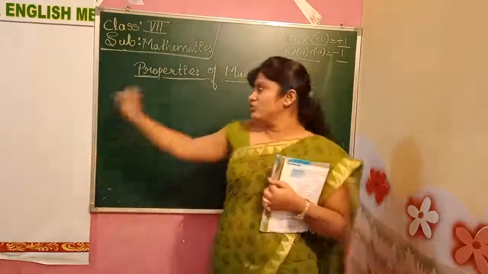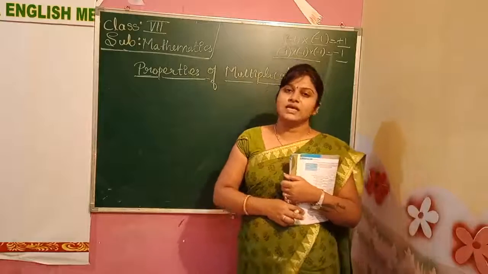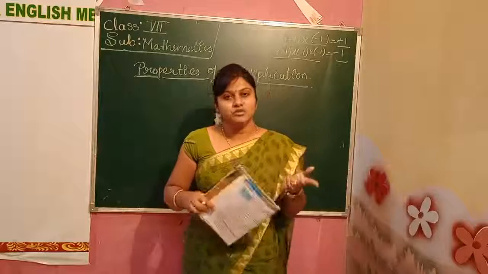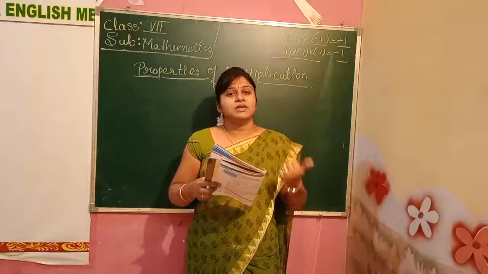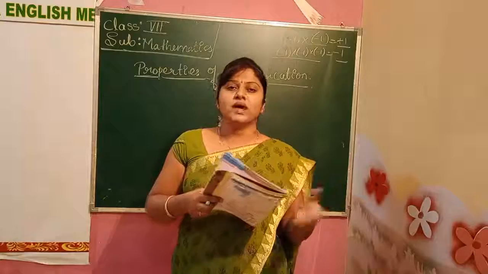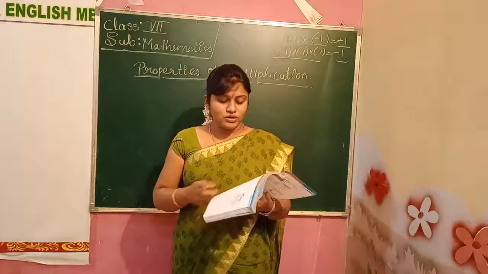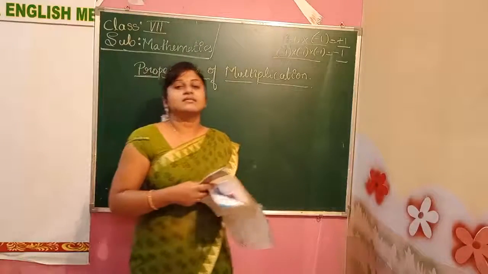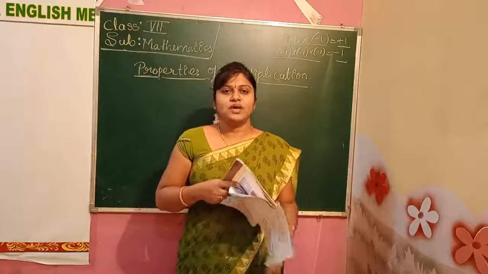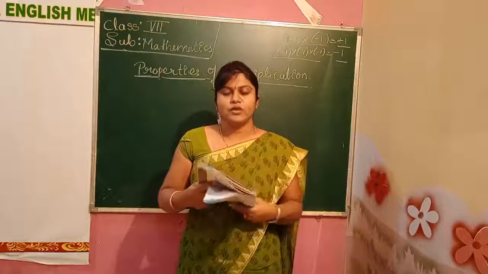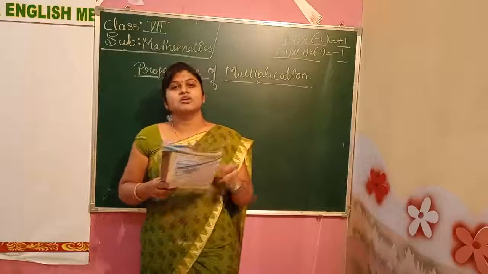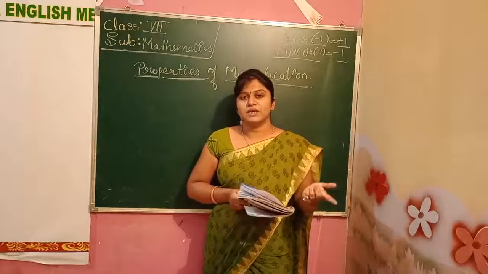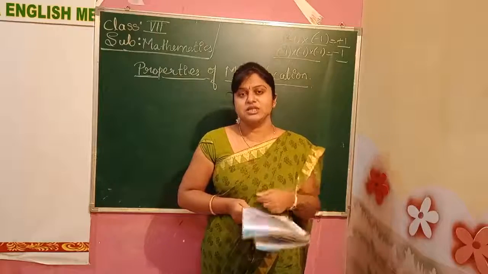Now we'll move on to the properties. Here also we have the same properties as addition: closure property, commutative property, associative property, multiplication of 0, multiplication of 1, and one more, the distributive property, which is the extra property added here. Shall we start? Please concentrate, children, because these properties help us solve sums. We can solve multiplication with different numbers using these properties.